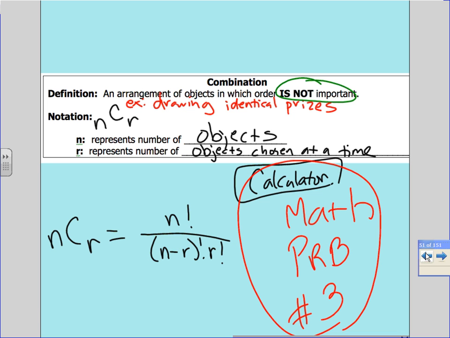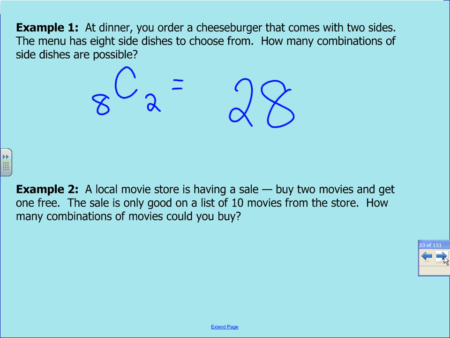All right, number 2. So a local movie store is having a sale. Buy 2 movies and get 1 free. The sale is only good on a list of 10 movies from the store. How many combinations of movies can you buy? What's the setup here? So let me first ask you that. Alyssa, what's the setup?